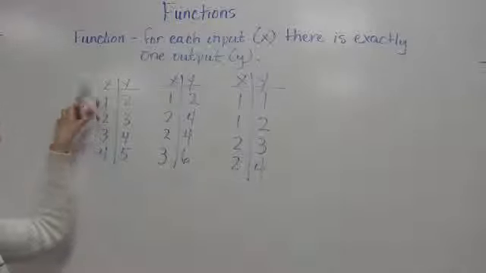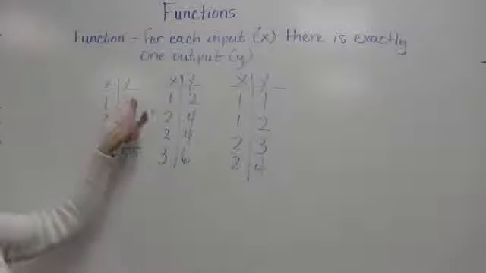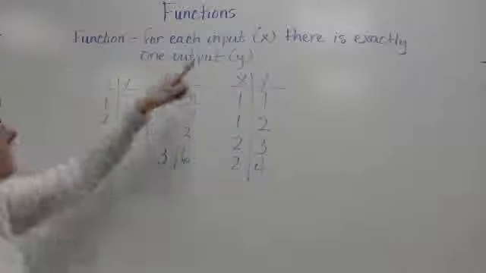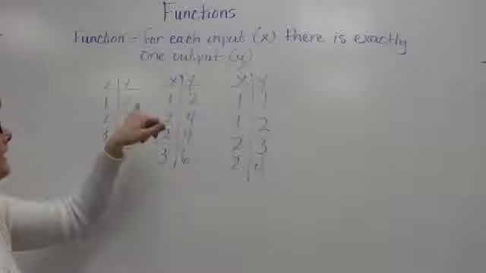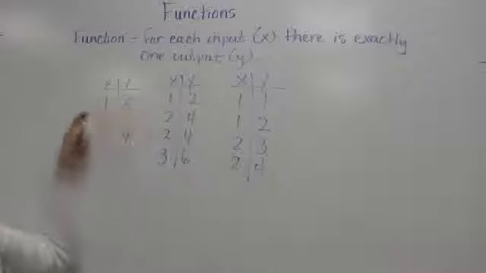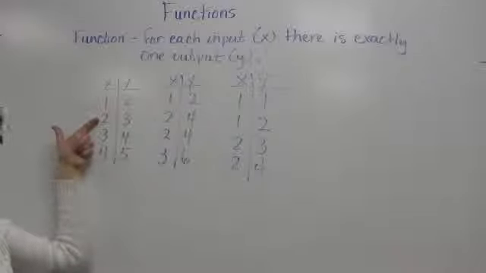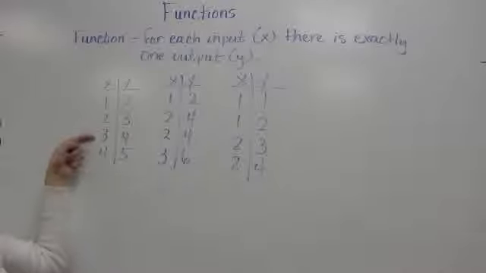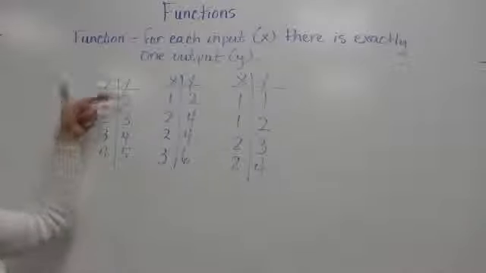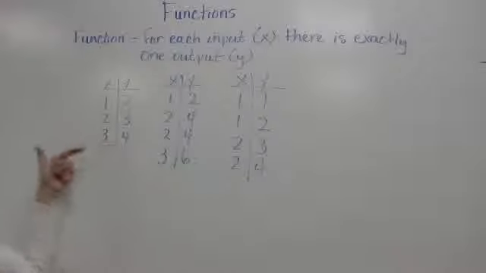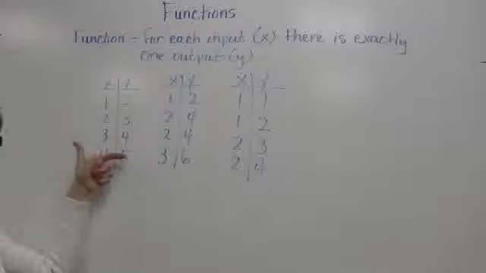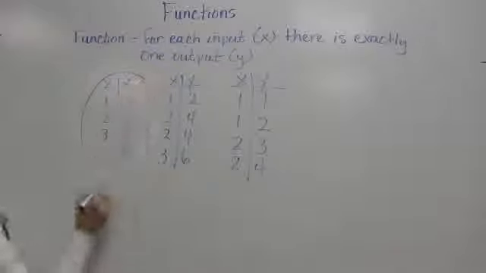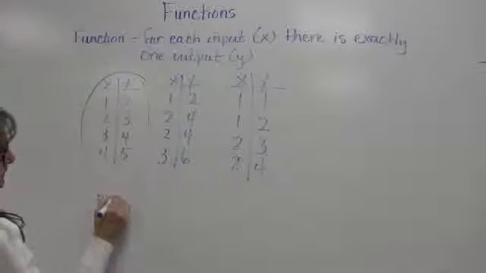When I put in a 1, I can only get out a 2. So far it's a function because when I put in an x, a 1, there's exactly one output y. It's a 2 every time. When I put in a 2, the only number I'm going to get out on this table is a 3. When I put in a 3, the only number I'm going to get out is a 4. And when I put in a 4, the only number I can get is a 5. So this table is a function.